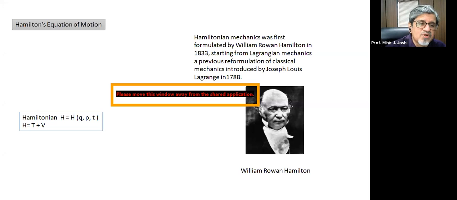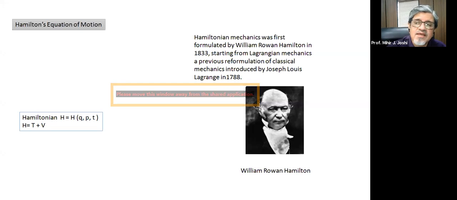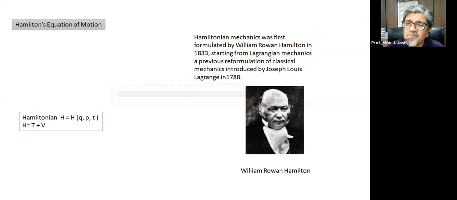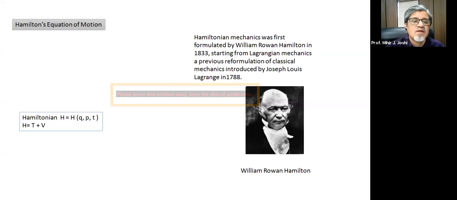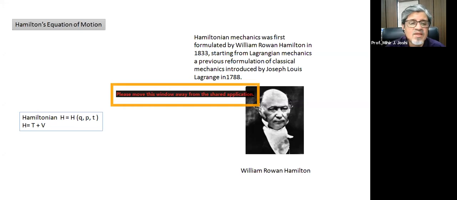Hamiltonian is so important that it is dealing with the total energy of a system. It is the summation of kinetic energy plus potential energy. So Hamiltonian is very important in quantum mechanics also. And that you have already studied in TYBSc, that Hamiltonian is written in quantum mechanics also. So Hamiltonian is such a function that is important in classical mechanics as well as in quantum mechanics.